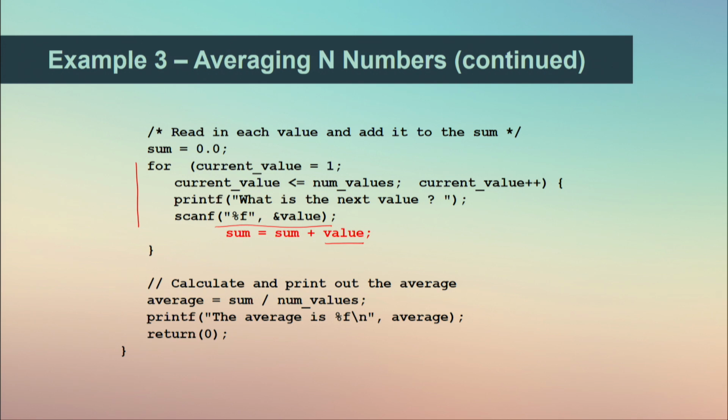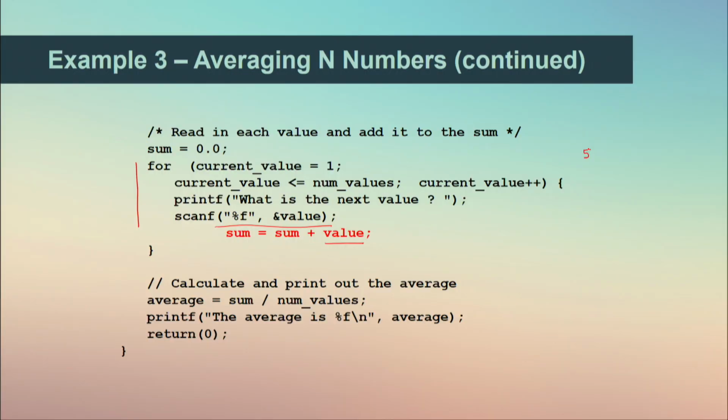Okay. Supposing we give the number of values to be 5, so this whole for loop will be executed 5 times, and on every iteration we will get a new value, and the new value is added to the variable sum.